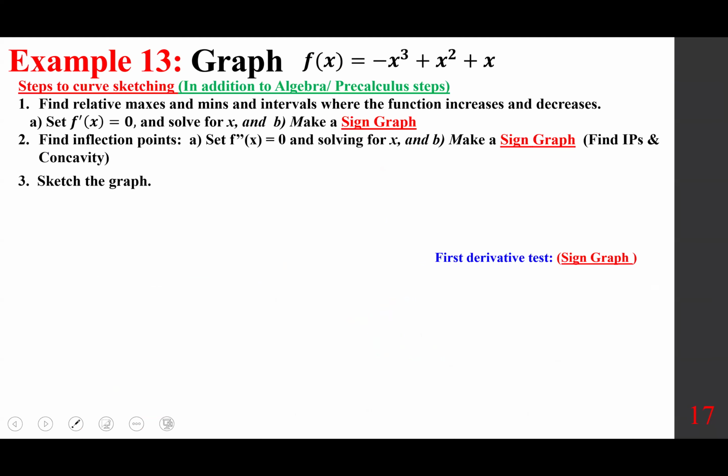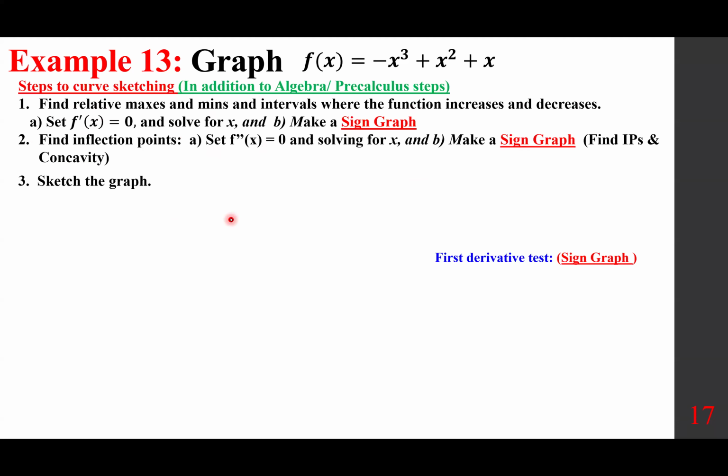All right, we want to graph f of x equals minus x cubed plus x squared plus x. The idea is that besides using the information from algebra, we find relative extrema using f prime equal to 0 and the sign graph. We find inflection points using f double prime, and then sketch the graph, just to remind you of what we did in the last session. So let's do that, okay?